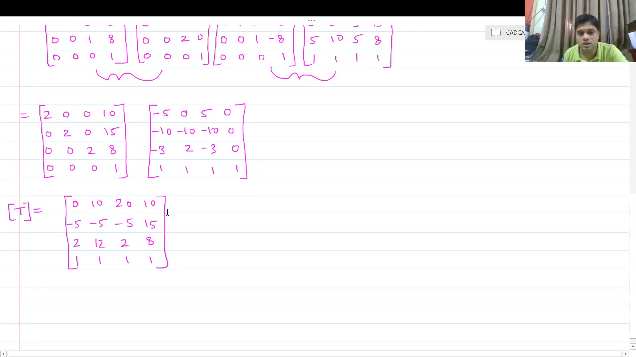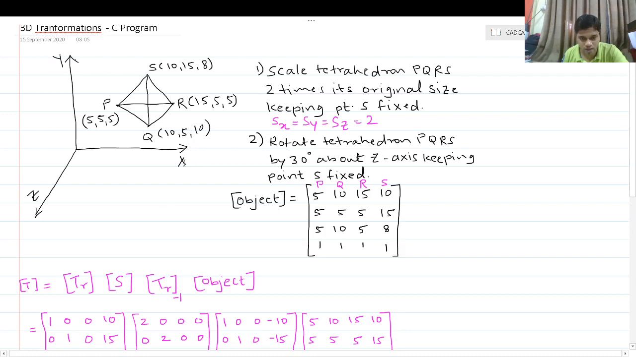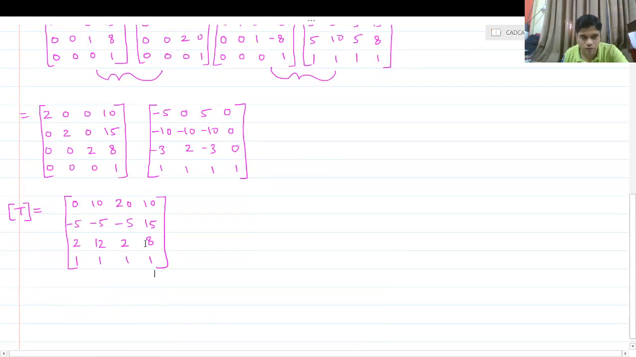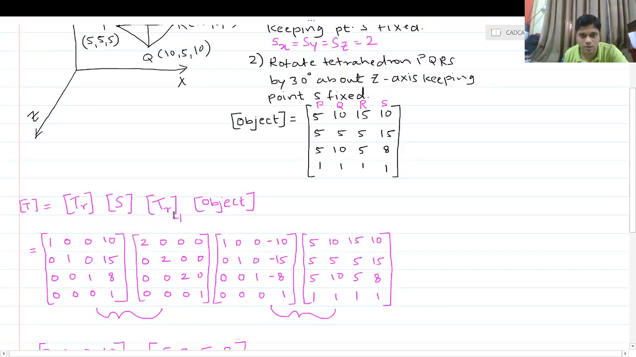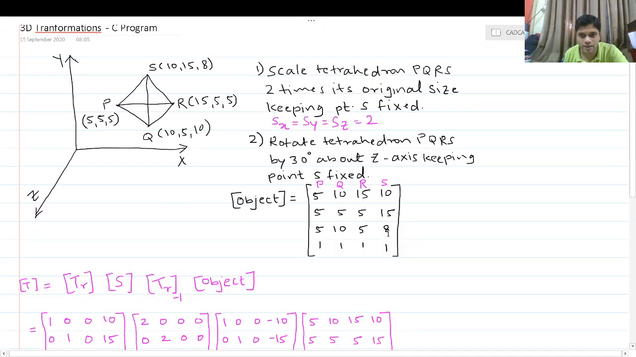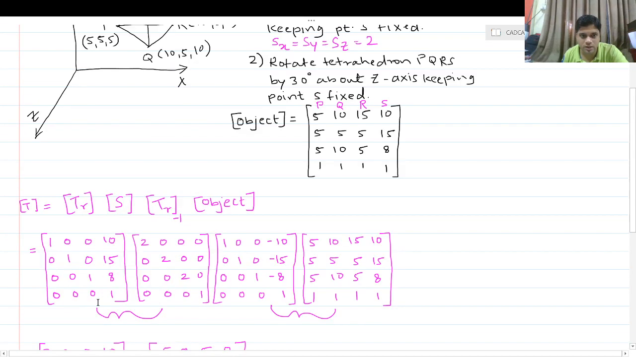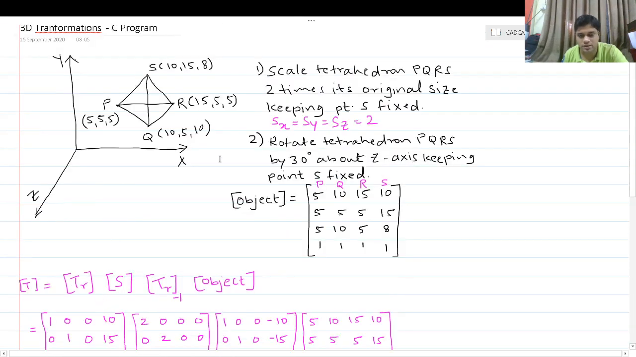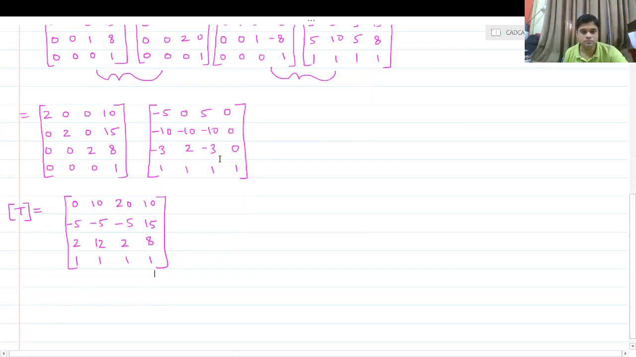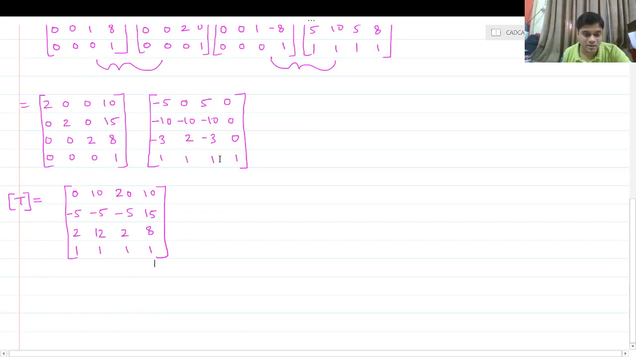As you can see, since we kept point S fixed, the coordinates of point S are unchanged. Okay, they remain to be 10 15 8. All the remaining 3 coordinates are changed. So the object got scaled by keeping point S fixed, to twice its original size. So I hope this is understood.